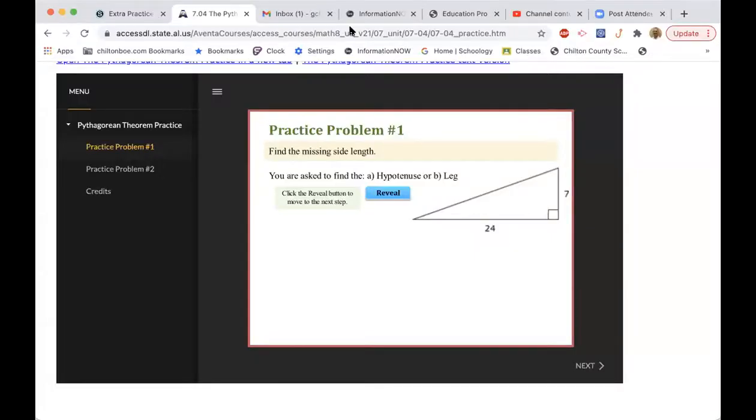Okay, let's look at this practice problem. I noticed they give me the 2 legs. I'm supposed to find the hypotenuse. First of all, I know 7, 24, 25 is a Pythagorean triple. So I know the answer is 25. But if we had to work it out, let's see what they do here.